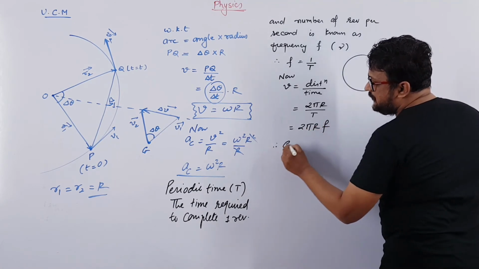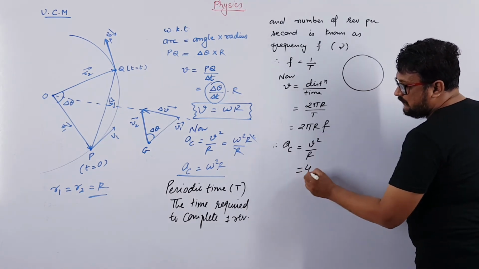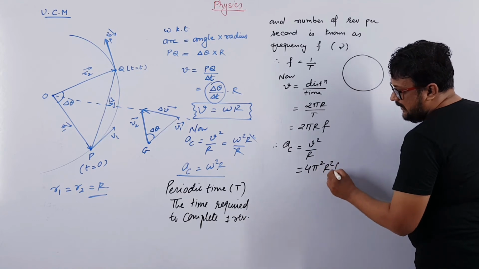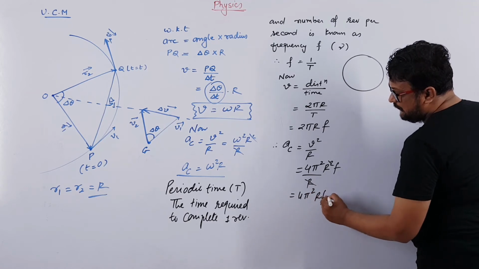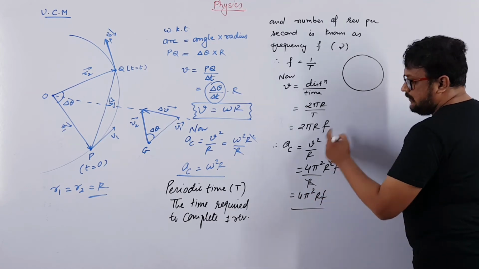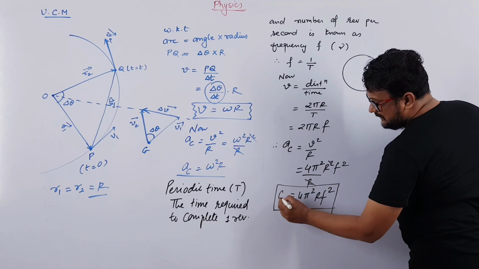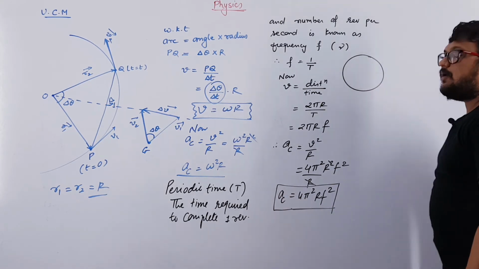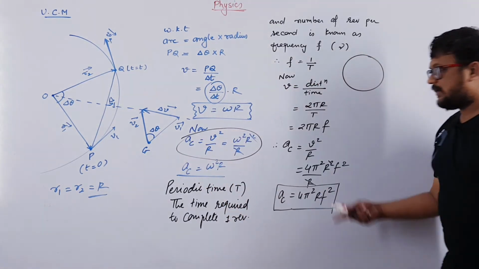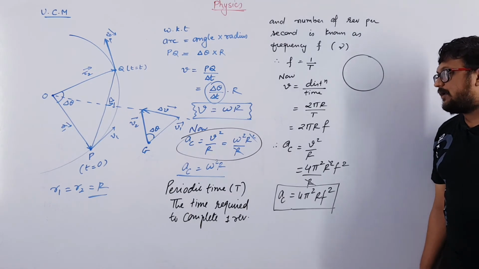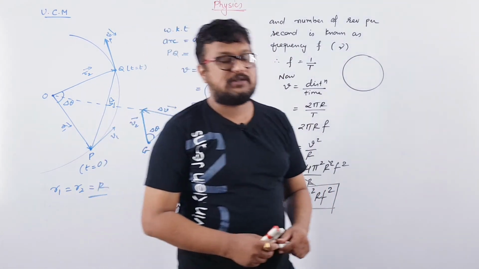So therefore centripetal acceleration, which is equal to v square by r, can be written as 4 pi square r square f square by r, so one r will cancel out, so 4 pi square f square into r. This is another formula for centripetal acceleration. You have to remember all these formulas, or else you can remember this main formula, and from this formula you can derive this, right? So this is the formula for centripetal acceleration. Do one thing, pause this video and copy this first.